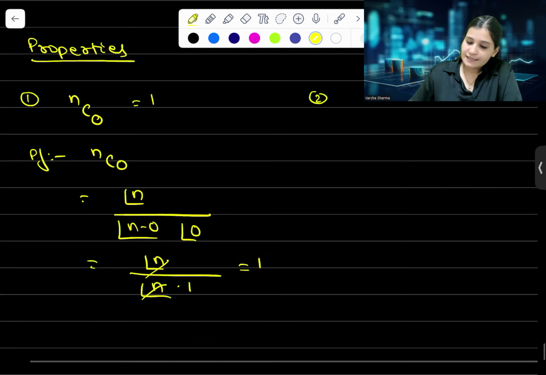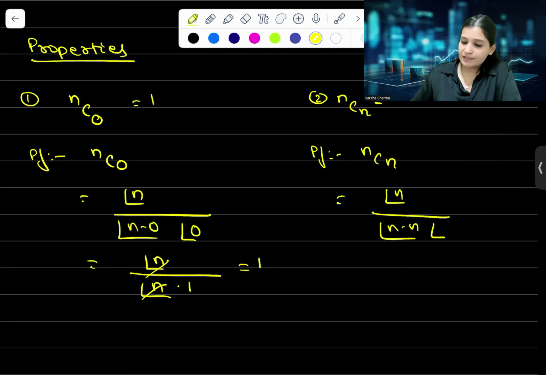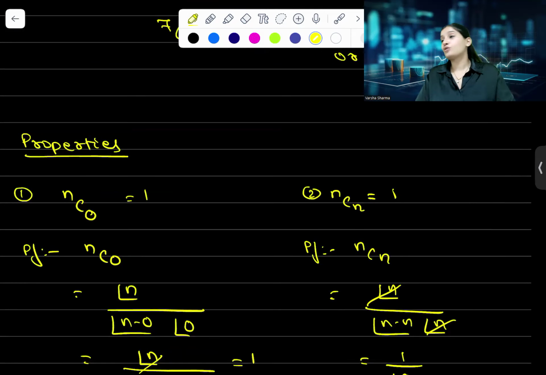What will be nCn? Factorial n upon factorial n minus n, factorial n. They get cancelled. 1 upon factorial 0 is 1. So nCn is also 1. 10C10. Out of 10, choose all of them. How many ways? 1. Choose everyone. 11C11 means choose everyone. How many ways? 1 way. Choose everyone. Yes.